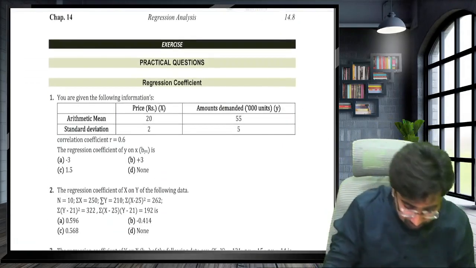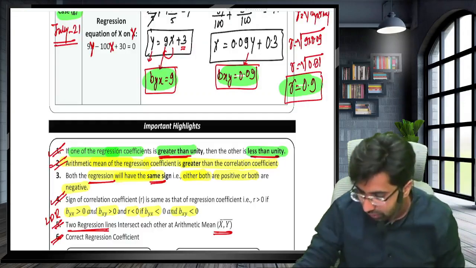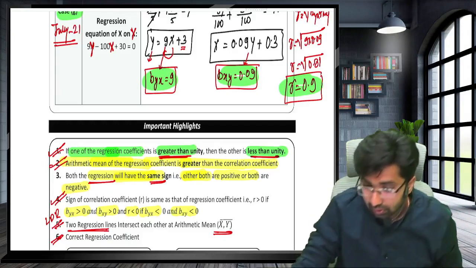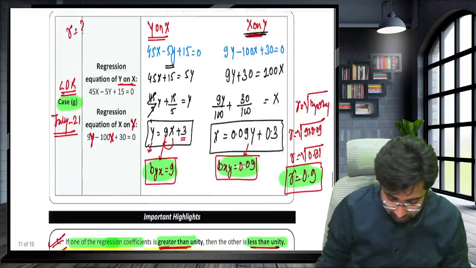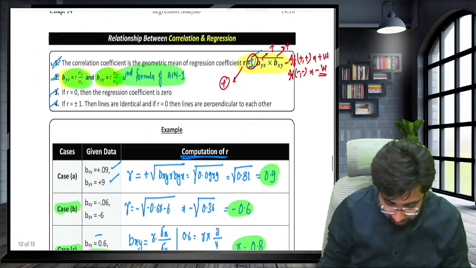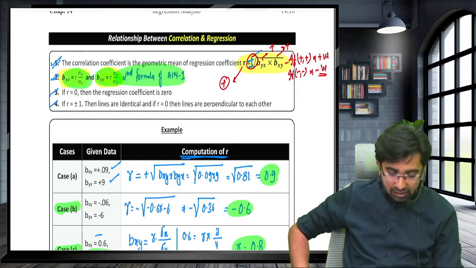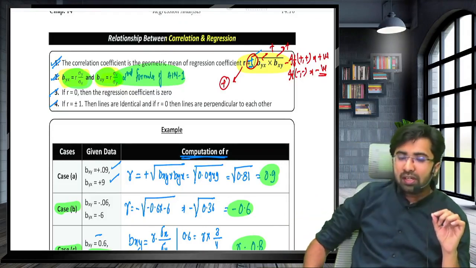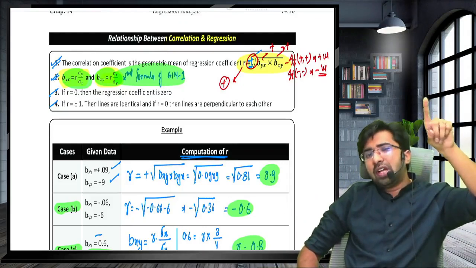Guys, let's cover the concept handbook first. Let's start with the concept handbook. Last class, after completing all the questions and common property, we started with the relationship between the correlation and regression. Here I taught you, when both the regression coefficients are given, r is correlated with the correlation coefficient and the regression coefficient.